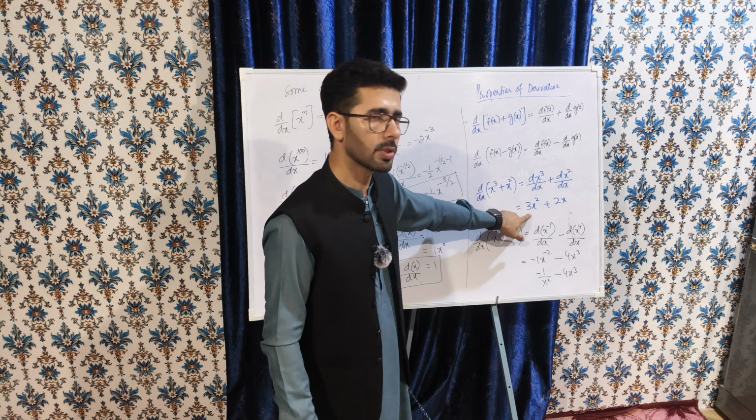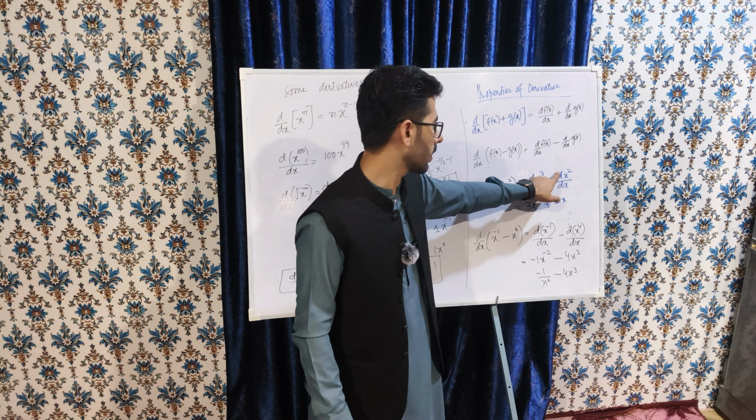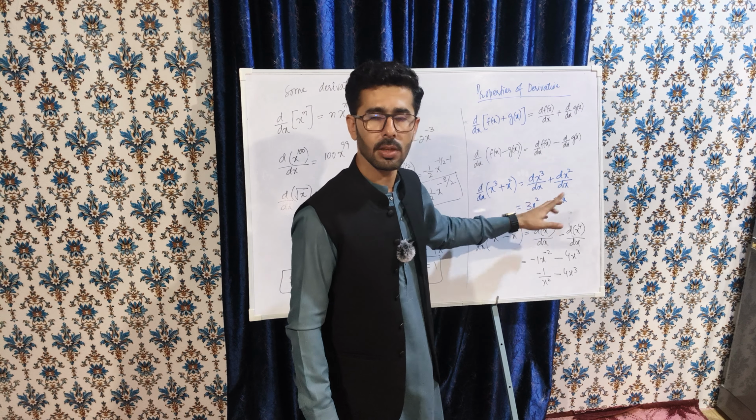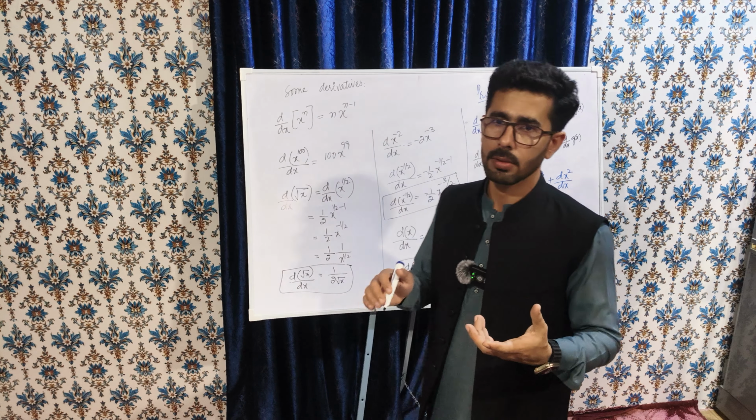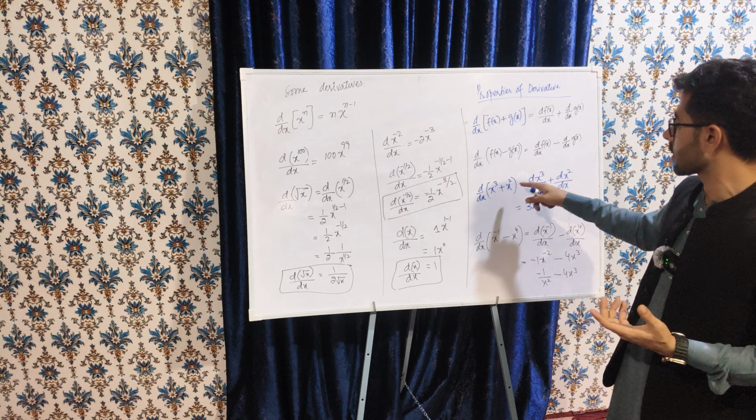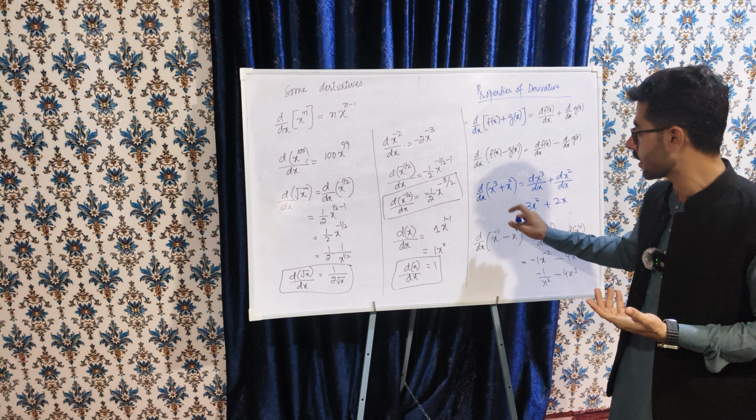So the derivative of x cubed is 3x squared and the derivative of x squared is 2x. We sum them. Sorry, I mistakenly said difference instead of sum in this part.